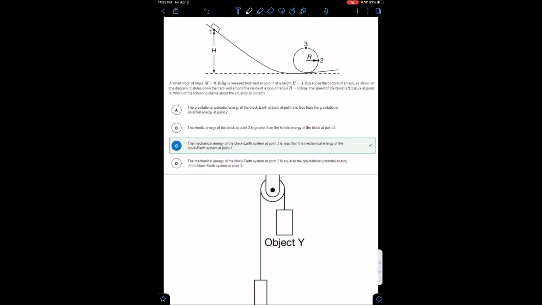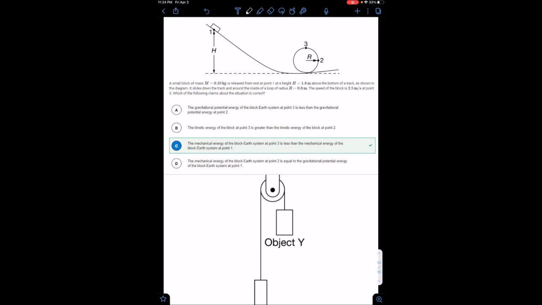Alright. A small block of mass m equals 0.10 kilograms is released from rest at point 1 at a height h equals 1.8 meters above the bottom of a track as shown in the diagram. It slides down the track and around the inside of a loop of radius r equals 0.6 meters. The speed of the block is 2.5 meters per second at point 3. Which of the following claims about the situation is correct?